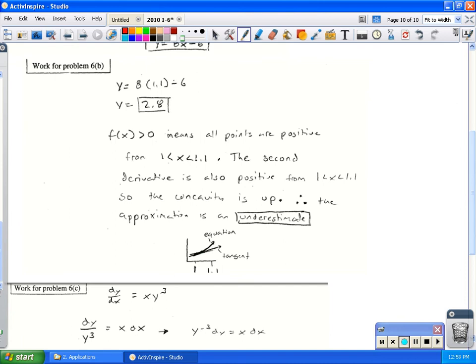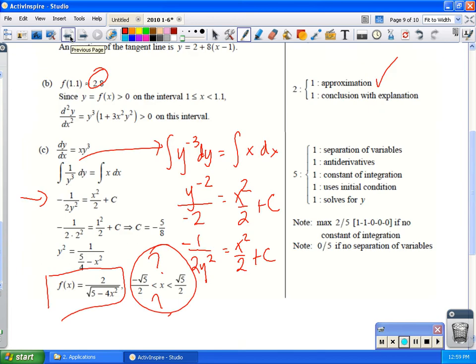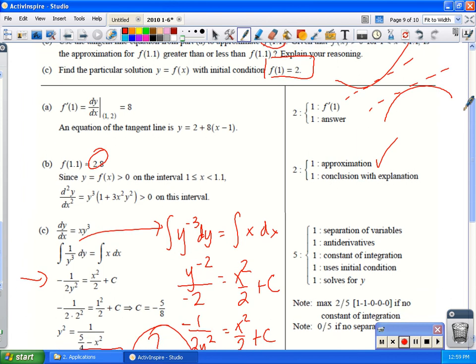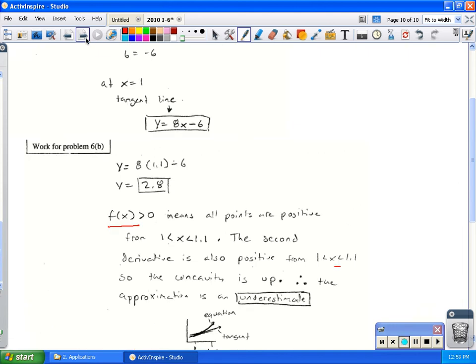They say that f of x is greater than 0. Okay, that's not important to me. The second derivative is also positive on this interval, so the concavity is up. Therefore, the approximation is an underestimate. What did I say when I was back here? You guys, I need you here to be correcting my mistakes. What did I say? The second derivative was positive, so we're concave up, so the approximation is too small. All right, hopefully that's what I said when I was going over that. It's been a long day.